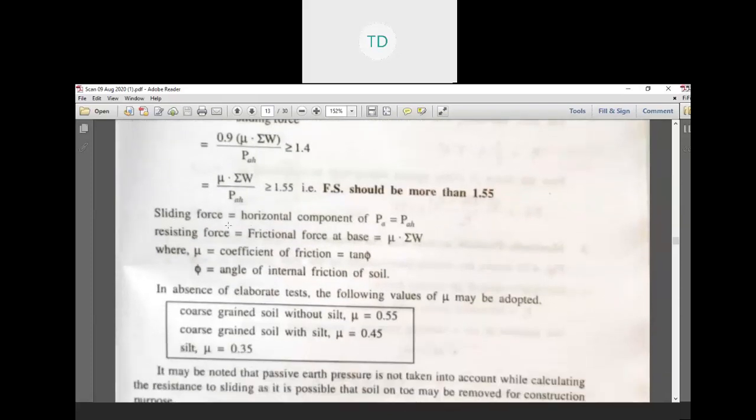Sliding force is equal to the horizontal component of PA, that is PAH. Resisting force is equal to the friction force at base, mu into summation of all weight of material, or components, where mu is the coefficient of friction, equal to tan phi. Phi is the angle of internal friction of soil.